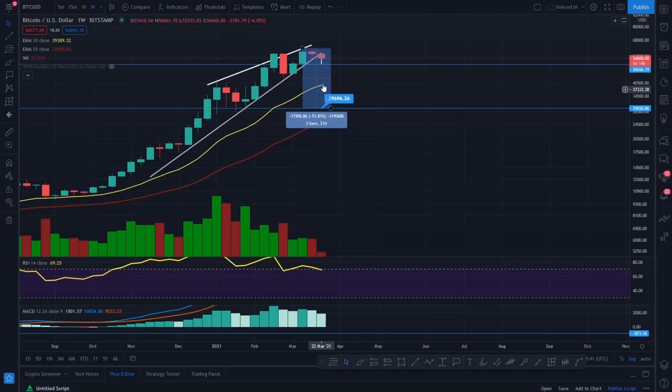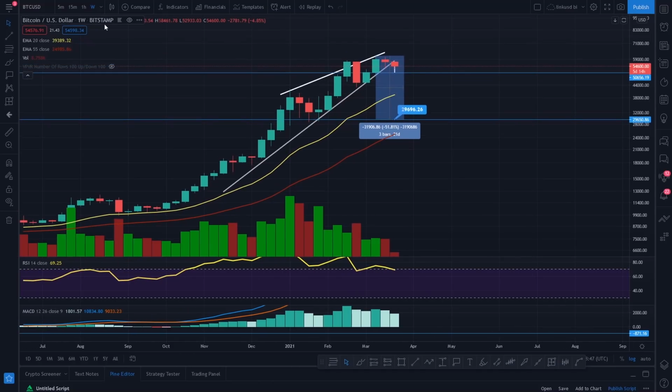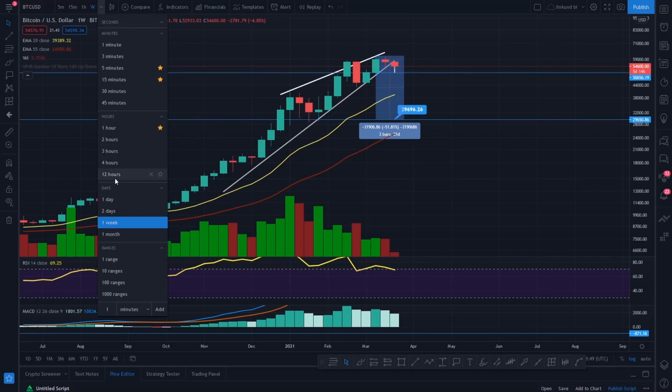Failing that, you may see us come down to this weekly EMA, and bounce off that and carry on again. It might be a small correction, but I'm just showing you what I see.